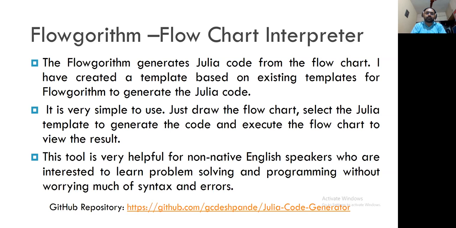You can download the repository from my GitHub account. The URL is specified below. You will get a template file and some examples. And you need to download the Flowgorithm tool from the Flowgorithm website and start using my template. The steps are specified in my GitHub repository.